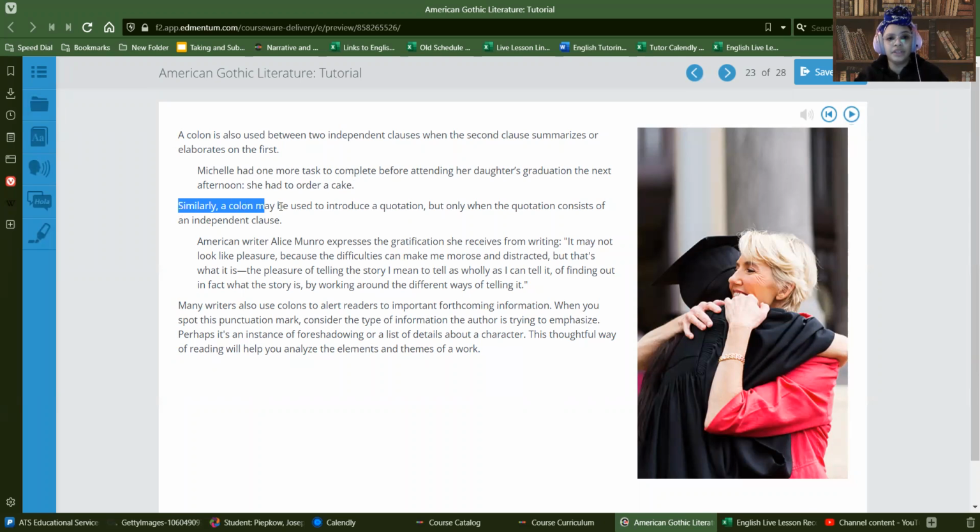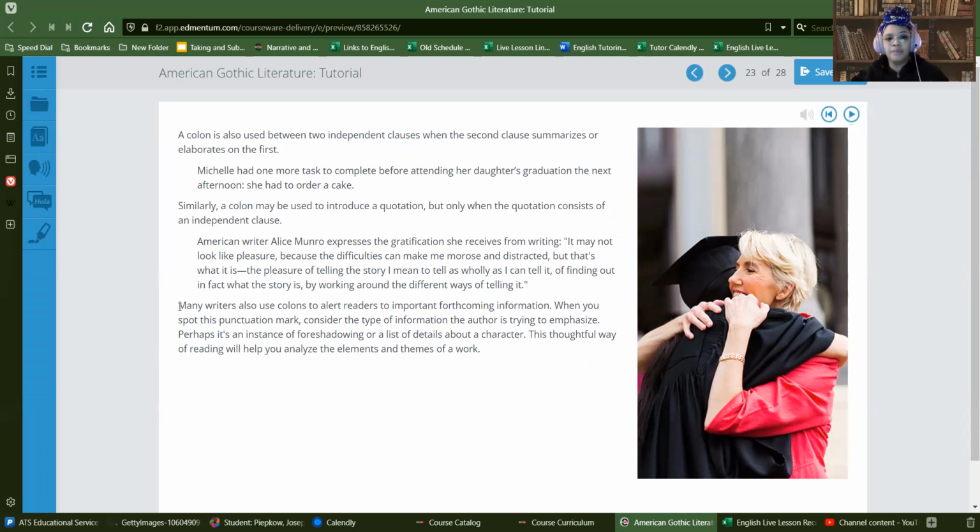And then it says, similarly, a colon can be used to introduce a quotation, but only when the quotation consists of an independent clause. So if the quotation is a complete sentence or a complete set of sentences, you can use a colon to introduce what someone is saying. So you could say something like, here's what Cardi B had to say about this scandal. And then you can say a colon and then actually quote what she's saying. But what she's saying has to be a complete sentence for you to be able to use it that way.